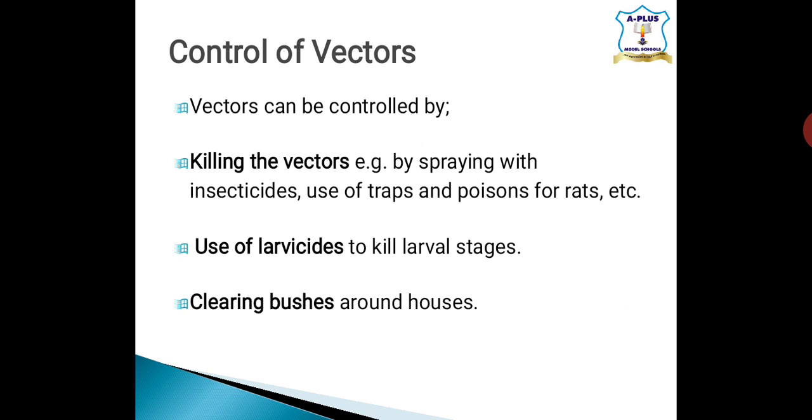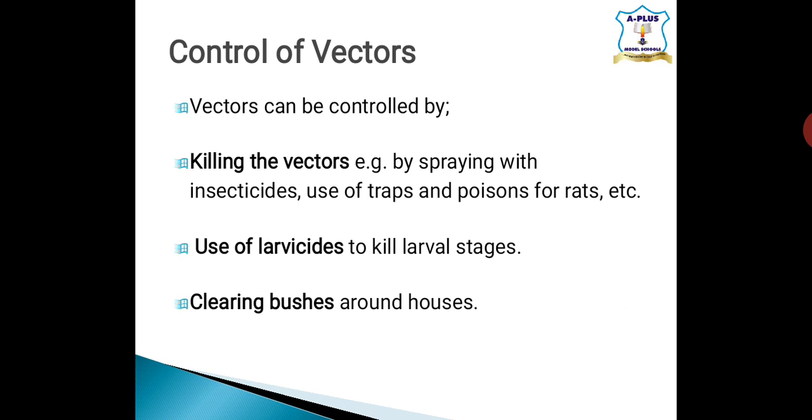Now, how do we control our vectors? Vectors can be controlled by killing the vector. You can kill them by spraying with insecticide, use of traps, and poison for rats. All these are available. You've been seeing them around. You spray your room with Raid or any other insecticide to kill insects. Use of traps, the rat traps, and poison that you used to buy and mix with food. You put it at the corner of your room to kill the rats. All these are ways in which you can control vectors.